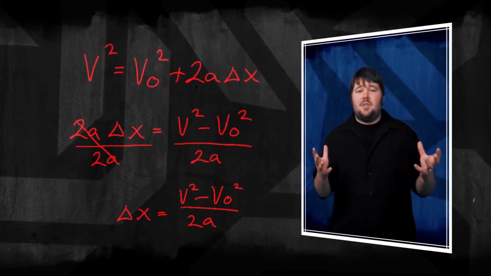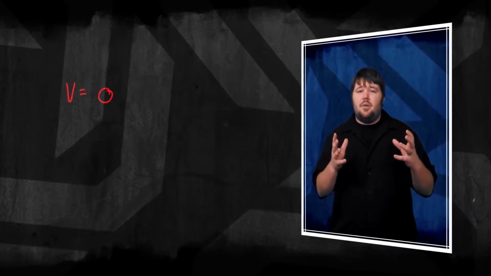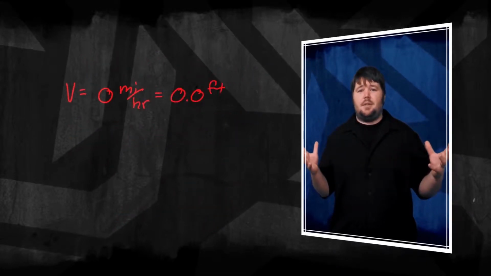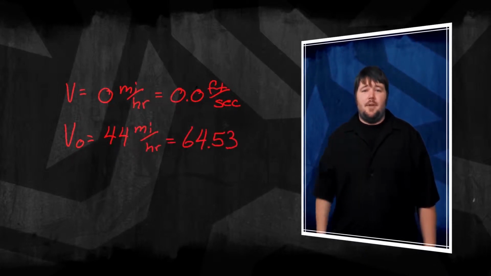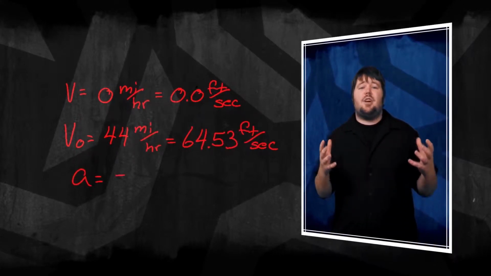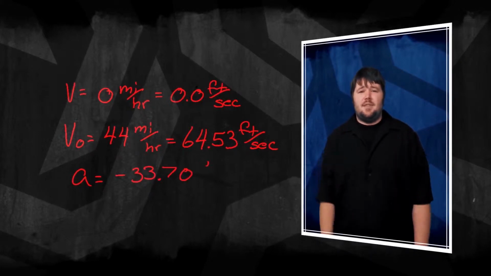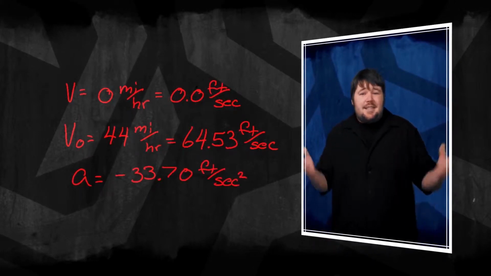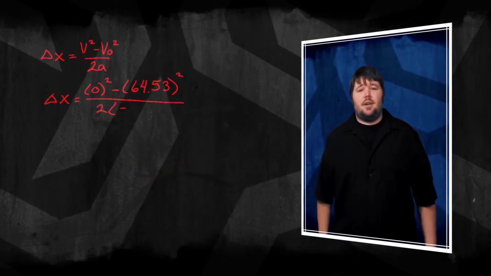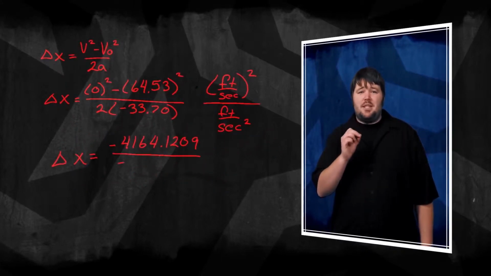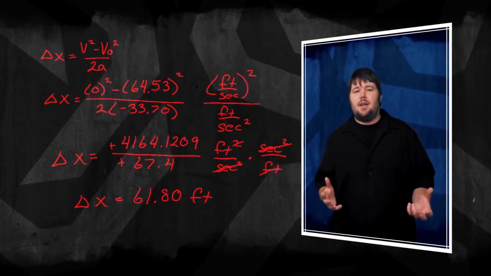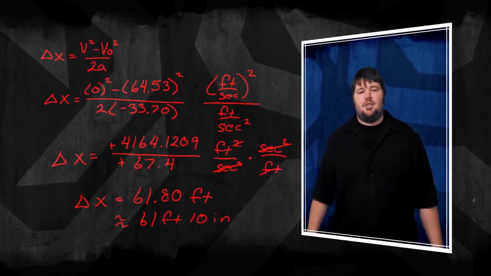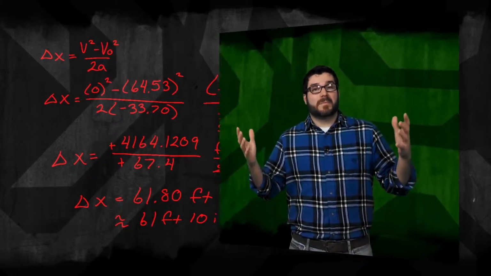Now that we have our tools set up properly, we need to convert our units to make sure that we are consistent throughout. We now have an initial velocity of 64.53 feet per second and a deceleration of -33.70 feet per second squared. It's now just a matter of substituting and solving. When we do that, we get a displacement of 61.80 feet, which converts to a rounded answer of 61 feet and 10 inches. Now that you have your answer for displacement, let's see how that compares to what actually happened.